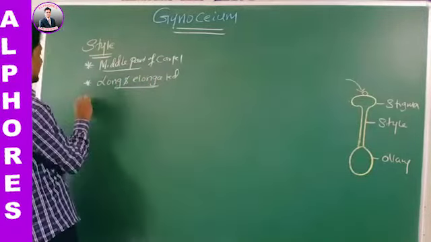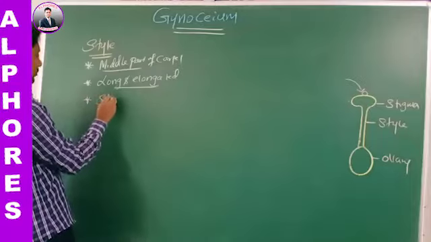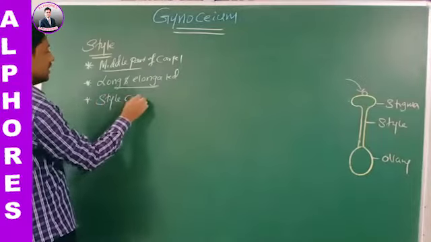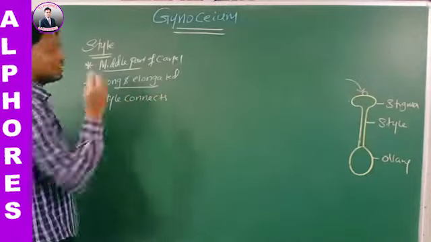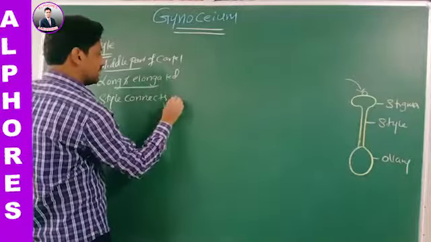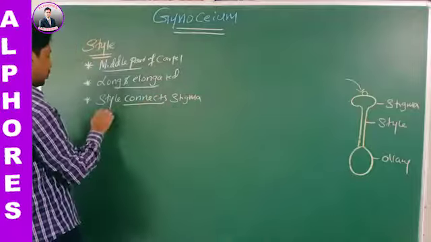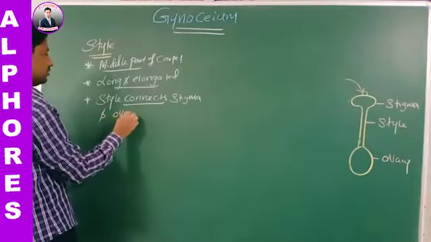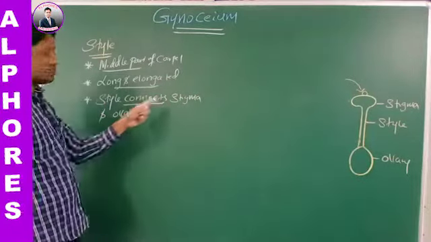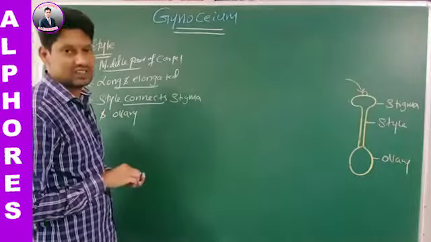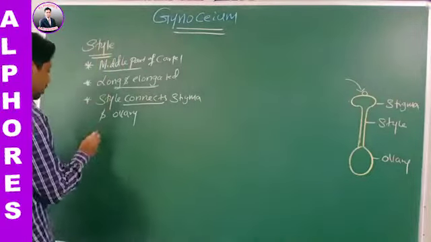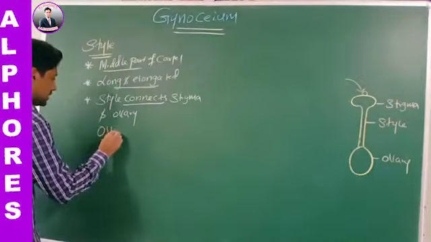What is it doing? Style connects. What does it connect? It connects the stigma and the ovary. Now go for the third part, the ovary.